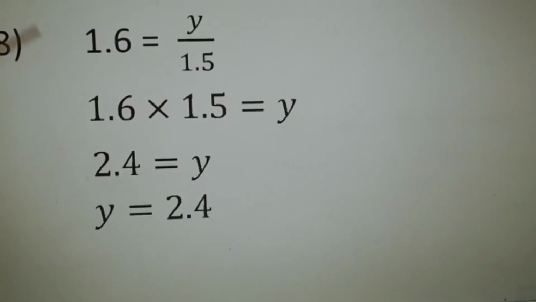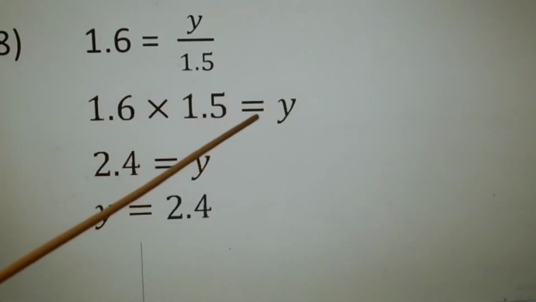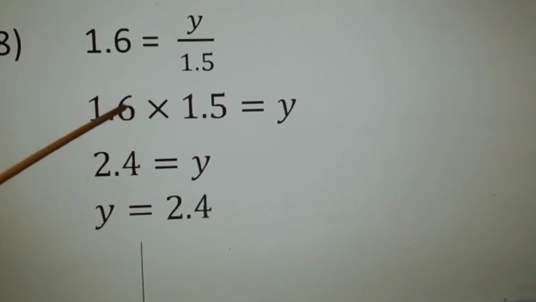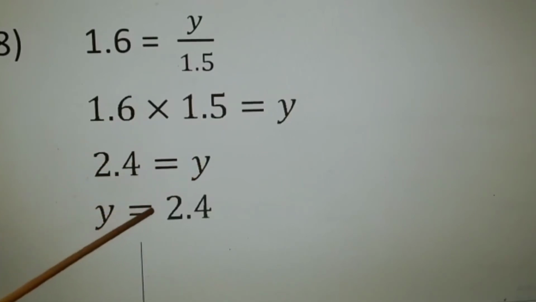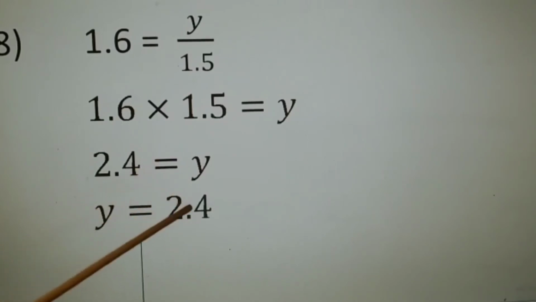Eighth question is 1.6 is equal to y by 1.5. Here a division part is there. So on the left side it will become multiplication. That is 1.6 into 1.5 is equal to y. After multiplying 1.6 and 1.5 we will get 2.4. 2.4 is equal to y. That is y is equal to 2.4. So the value of y is 2.4.